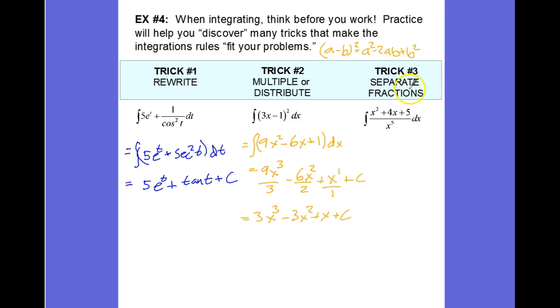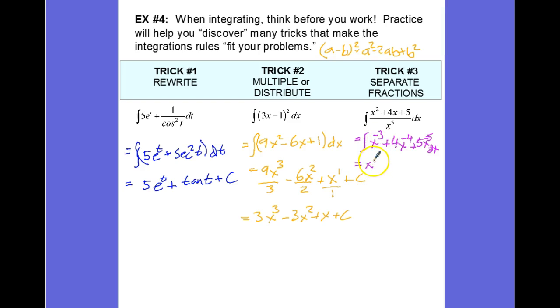Now the third trick they tell us is, if you've got a rational expression, sometimes you might be able to split it up into a sum of different fractions. And so we could do this by dividing each term by x to the fifth, and what we would get would be: find the antiderivative of x to the second divided by x to the fifth. That's going to be x to the 2 minus 5, or x to the negative 3, plus 4x divided by x to the fifth. That's 4 times x to the 1 minus 5, or 4x to the negative 4th, plus 5 times x to the negative 5th, and dx.